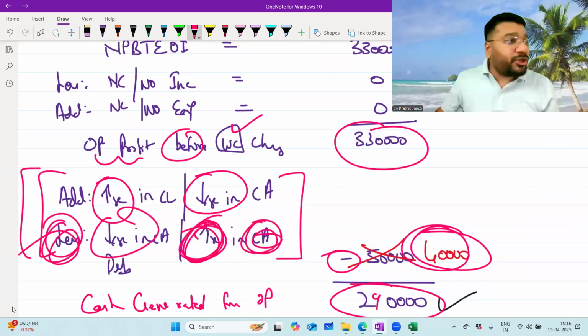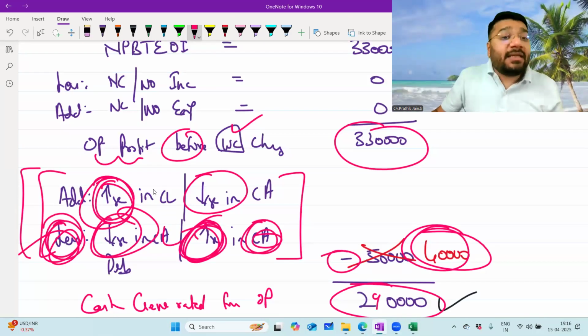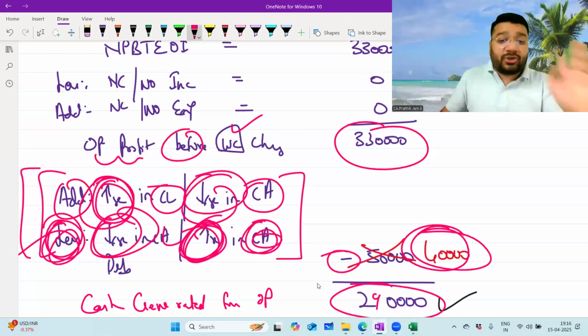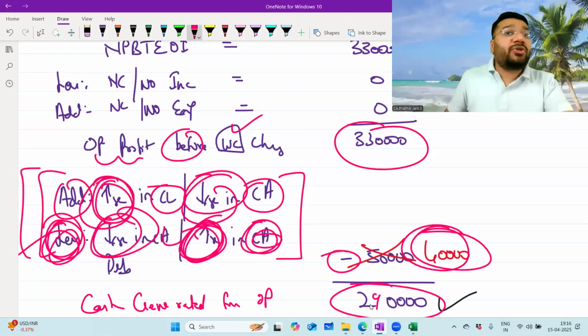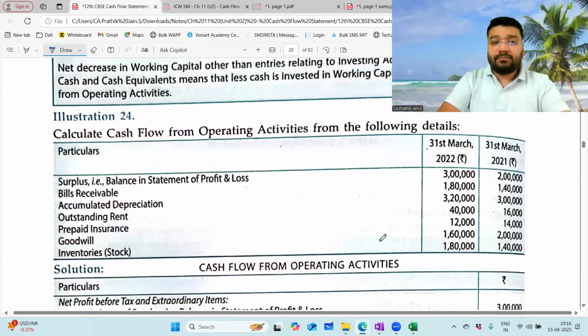Now, with the help of the next question, I'll make you understand why decrease in current liability is subtracted, why increase in current liability is added, and why decrease in current asset is added. I'll explain through the next question. If this is understood, can I go to the next question? Yes, sir. Online people, can I go to the next question?